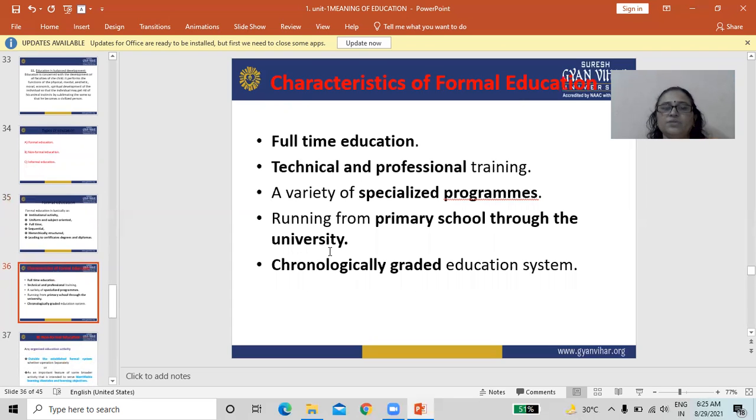Characteristics of formal education: full-time education, technical and professional training, a variety of specialized programs running from primary school through the university, chronologically graded education system.